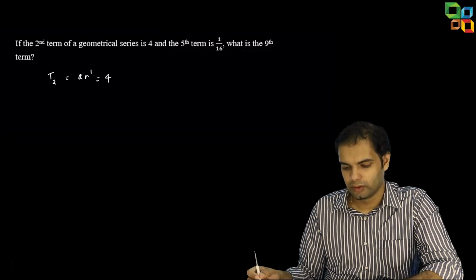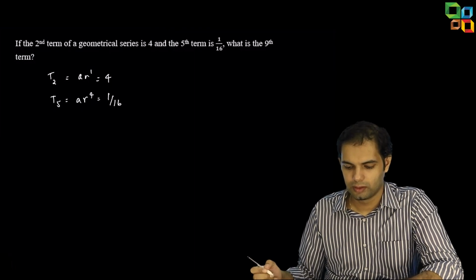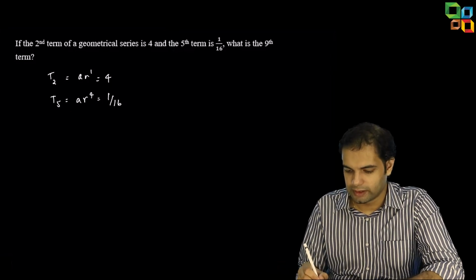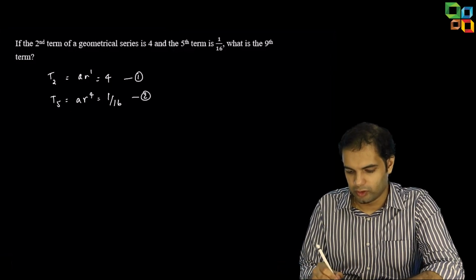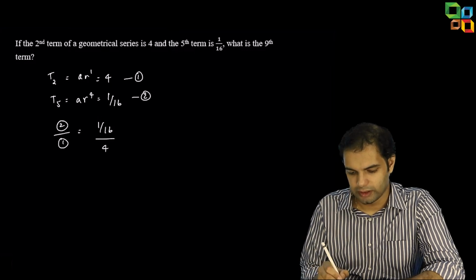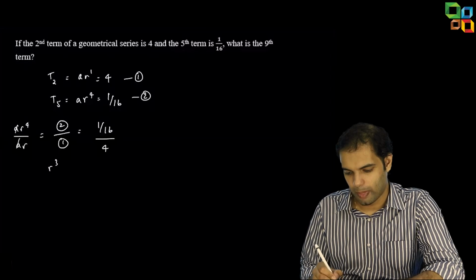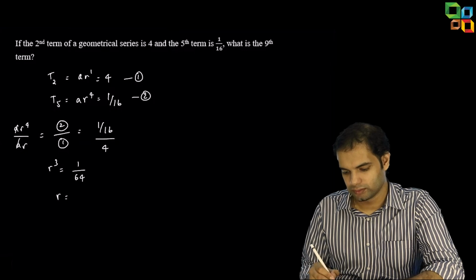Okay. Fifth term. Yeah, so a into r to the power 4 is equal to 1 by 16. Yes. So then we divide the second equation by the first one. So I divide 2 by 1. So I'm going to get 1 by 16 on one side, divided by 4 on the other side. Here, if I divide, it's ar power 4 divided by ar. So a and a will cancel. This is r power 4 minus 1, which is r cube. This is 1 by 64. So r is what? 1 by 4?